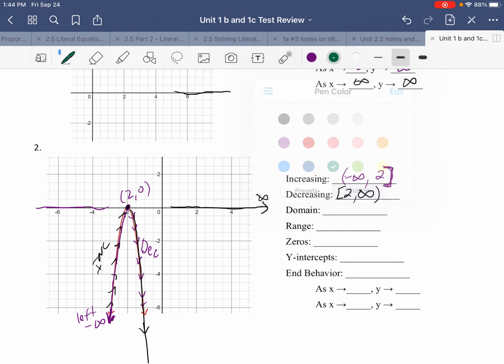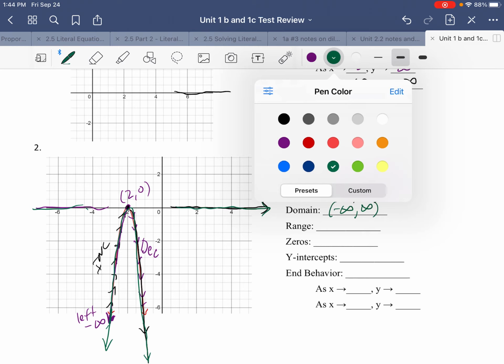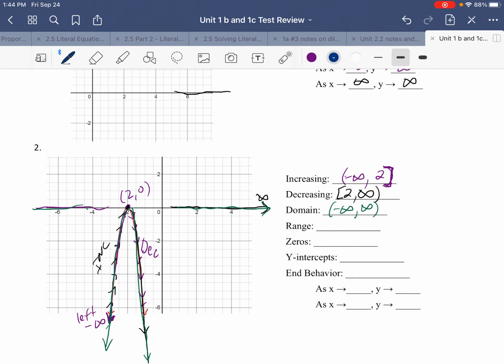Domain. Domain is how far left to how far right the graph goes. The graph is going to the left forever. Left forever is negative infinity. It keeps going to the right forever, which means it'll cross over into positive numbers, and it'll go to positive infinity. The range is going to be how low does the graph go? So I always start at the bottom of the graph. They're going to go to negative infinity in the y values.